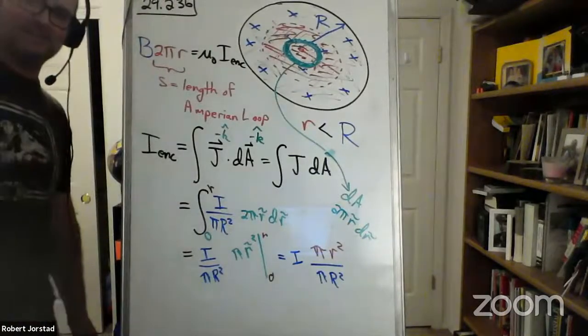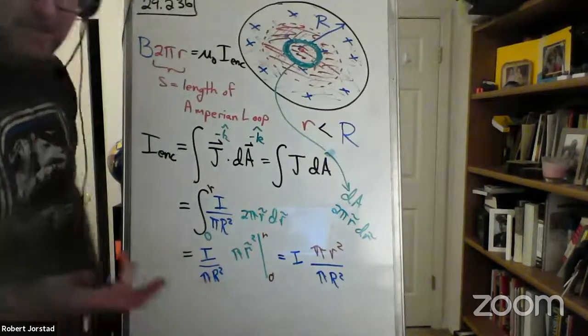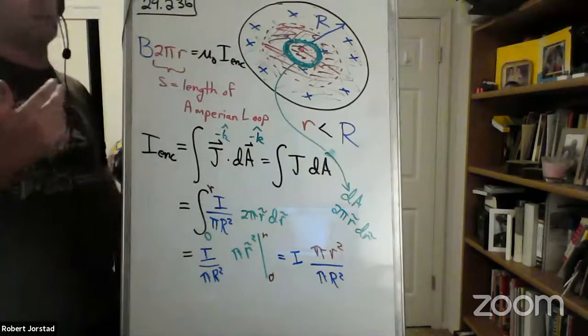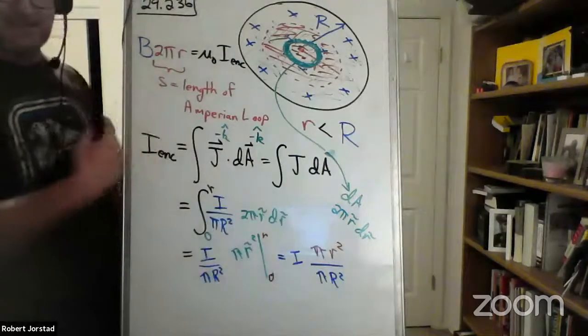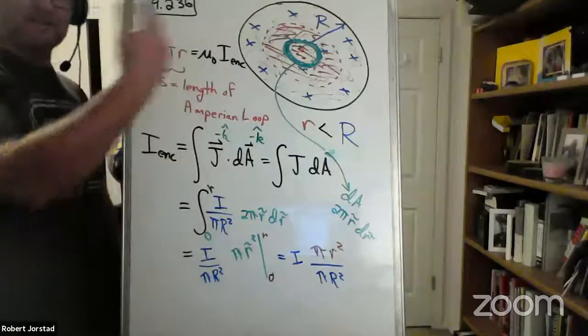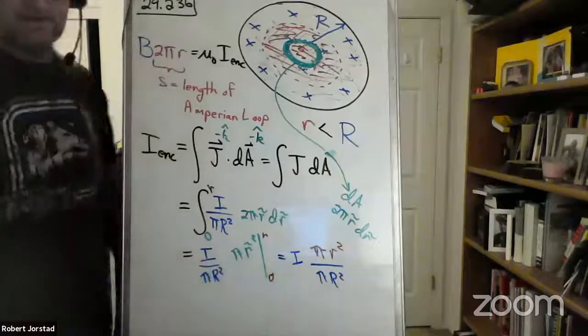Remember that trick in Gauss's law? It was Gaussian volume over total volume, but now we're in Ampere's law land, where we use areas on this side and lengths. So in Gauss's law, we always used areas and volumes. Now we're always using lengths and areas.